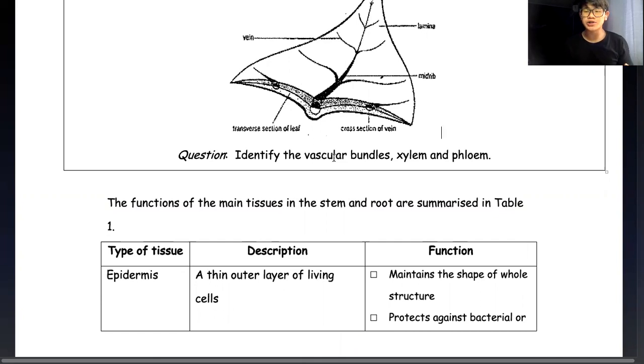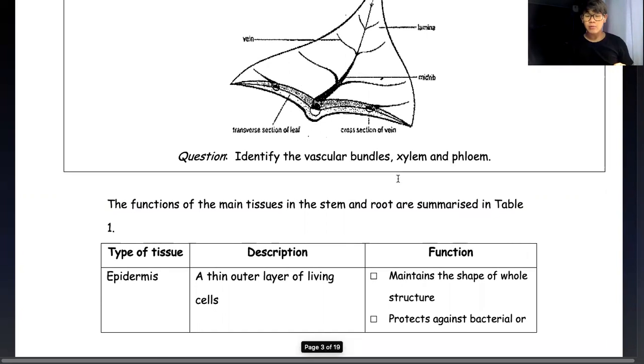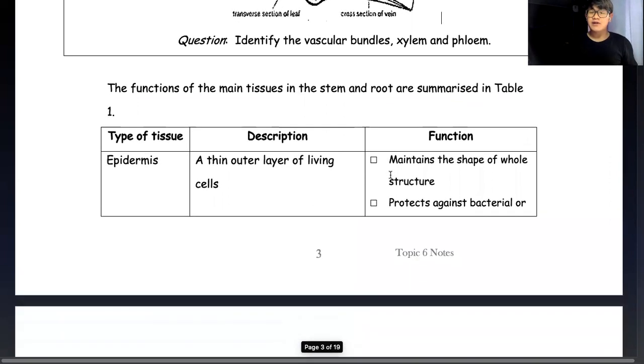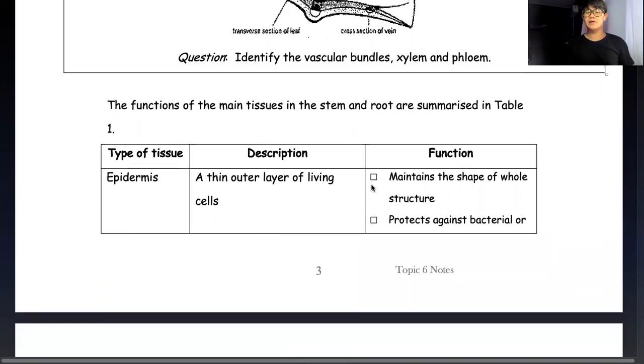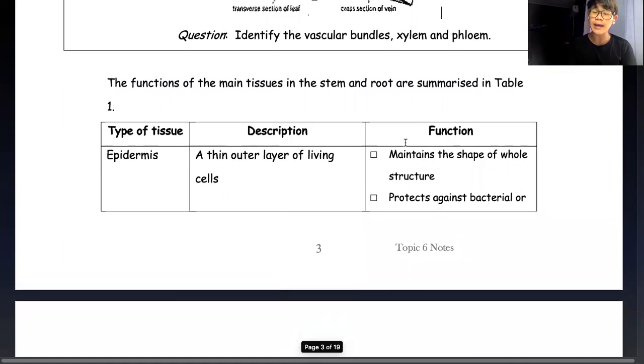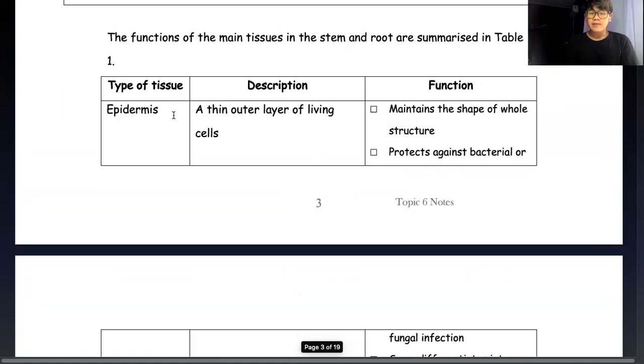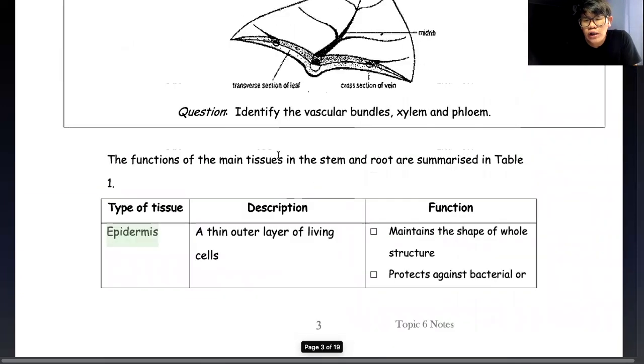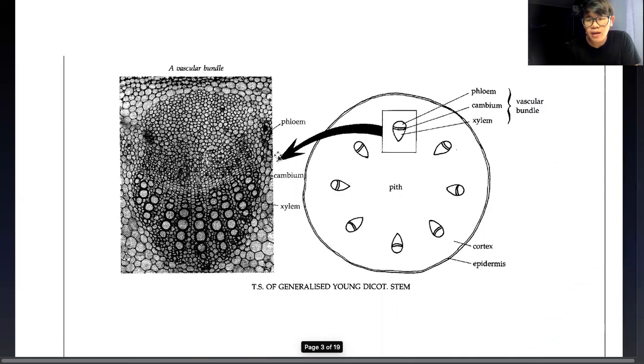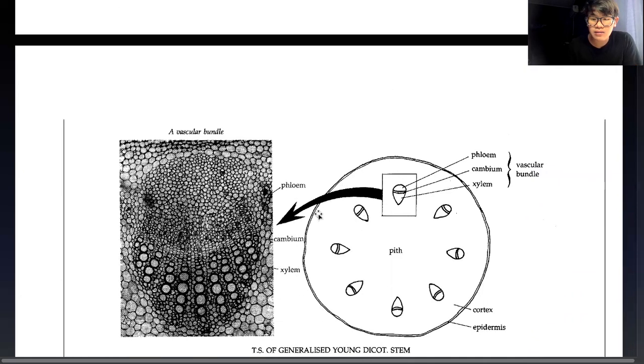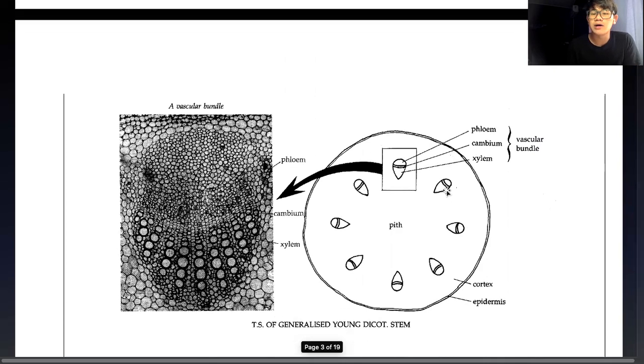So we have gone through the structures, how it looks like, where is the position of xylem, where is the position of phloem. And now we're going to look at the functions of the main tissues that we have identified in the stems and the roots. Firstly, we're going to look at the epidermis. If you still remember which one is epidermis, if you just scroll up here, epidermis is the one on the outside, the outer layer.